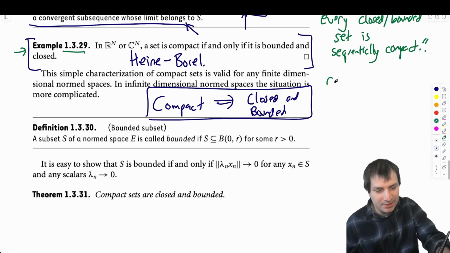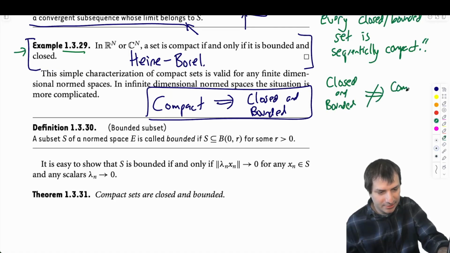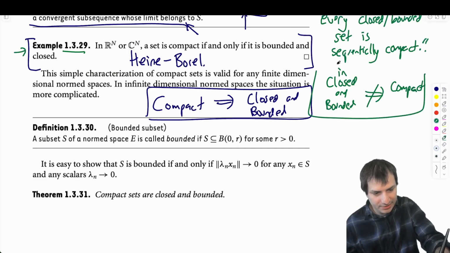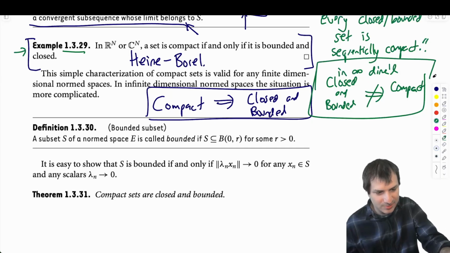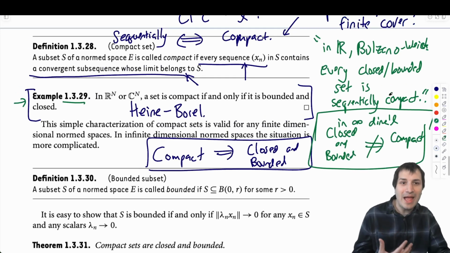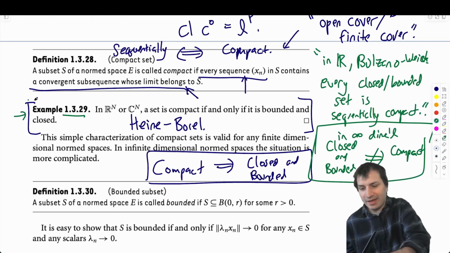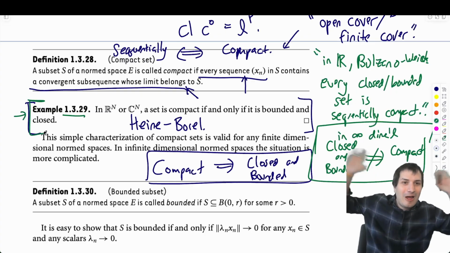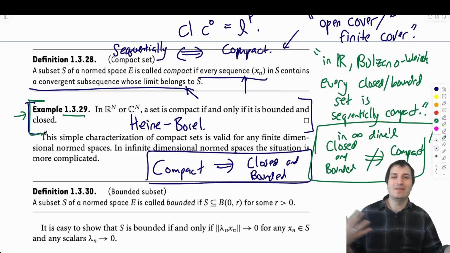So closed and bounded in general does not imply compact. This is in infinite dimensions. So in infinite dimensional spaces, in non-finite dimensional spaces, closed and bounded does not imply compact. In R and in Rn, it does, but we are not in R or Rn. We're going to be working in these infinite dimensional spaces.